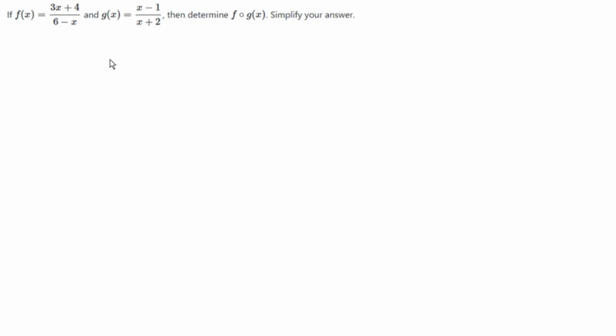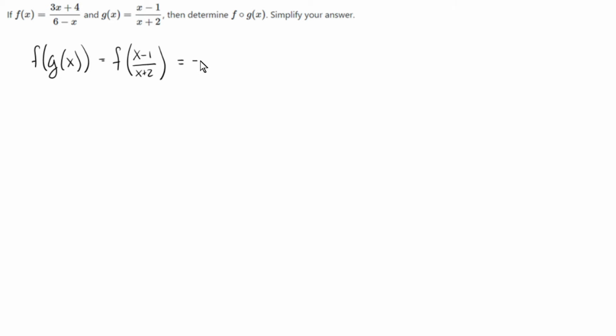This f of g of x can be rewritten as f of g of x. And we know what g of x is, so we can replace the g of x with (x − 1) over (x + 2). So we're going to get f of (x − 1) over (x + 2). Now this is our argument for function f. So as we expand function f, we're going to replace the x's with this quotient.